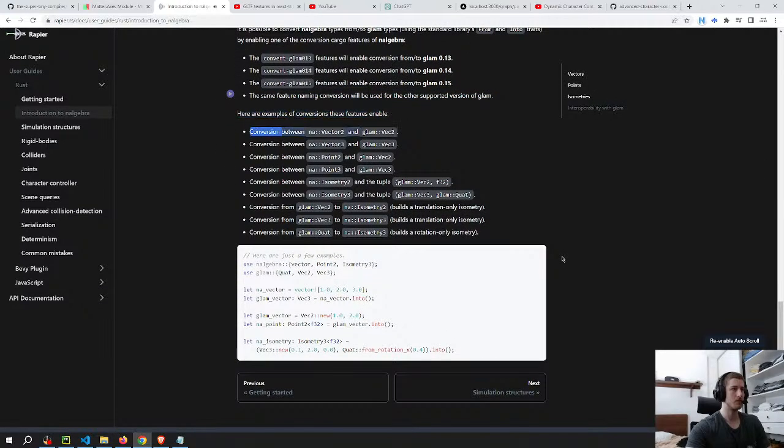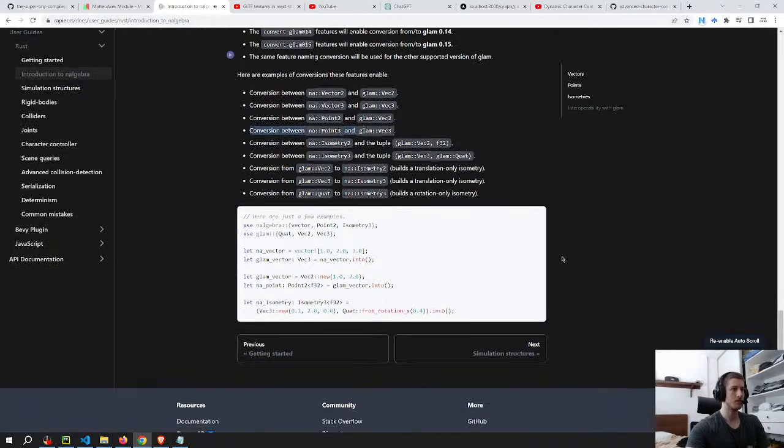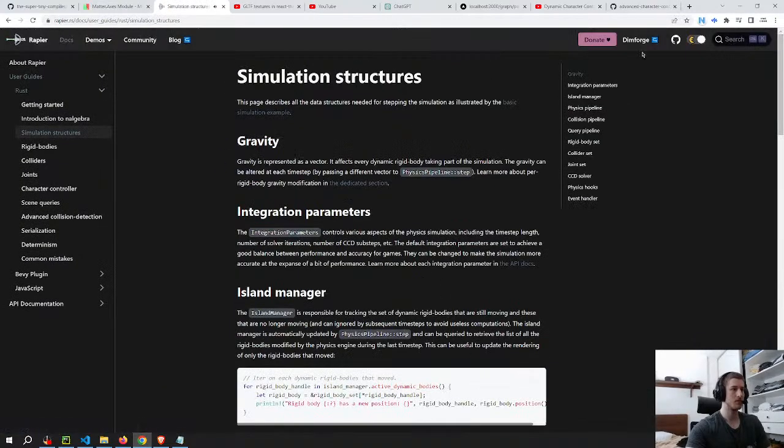Here are examples of conversions these features enable. Conversion between nalgebra::Vector2 and glam::Vec2. Conversion between nalgebra::Vector3 and glam::Vec3. Conversion between nalgebra::Point2 and glam::Vec2. Conversion between nalgebra::Point3 and glam::Vec3. Conversion between nalgebra::Isometry2 and a tuple of glam types.